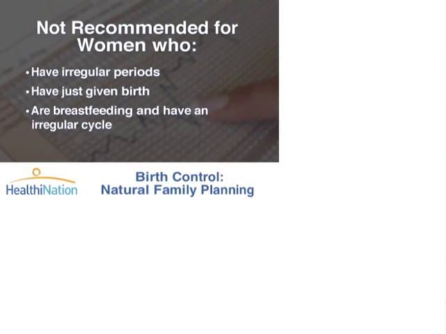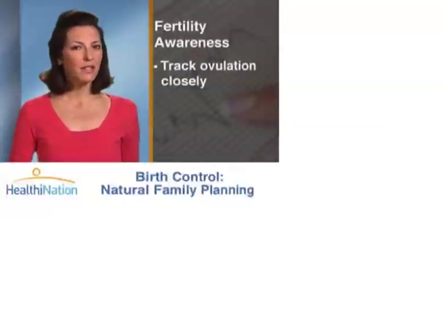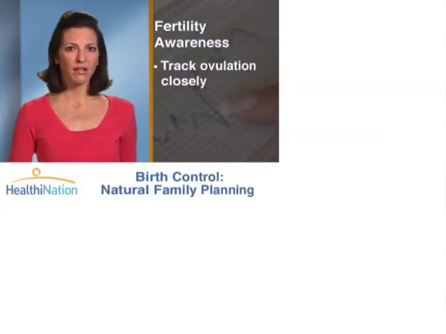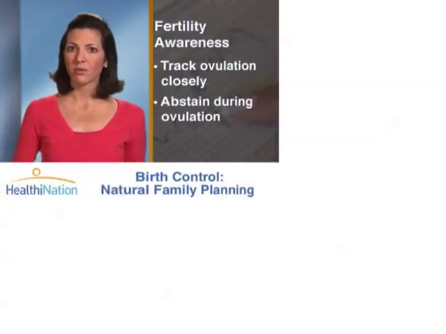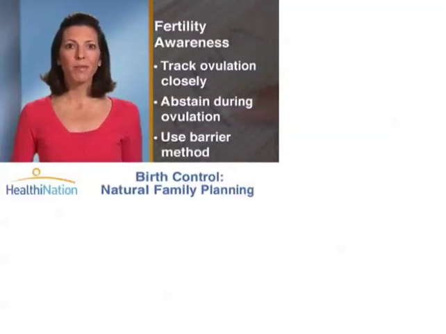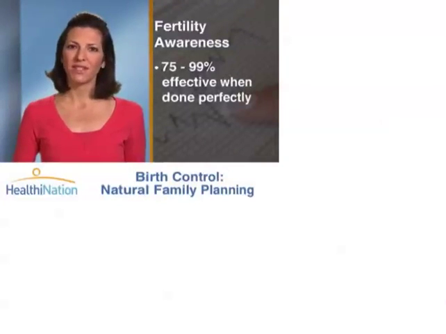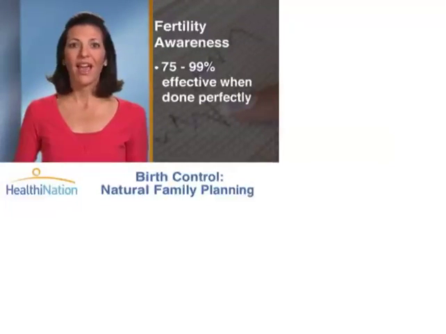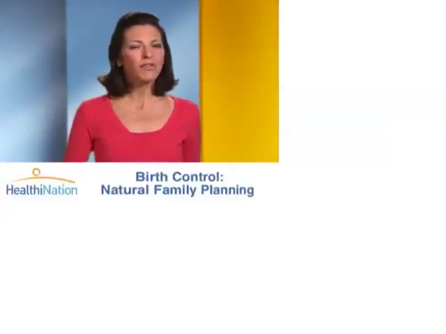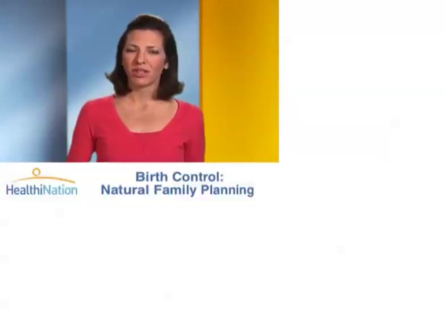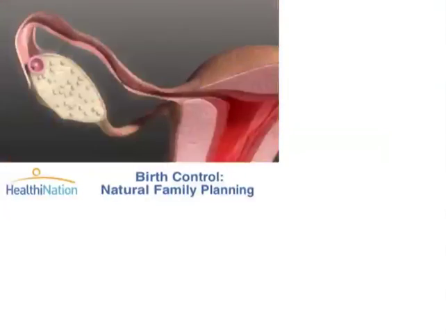The idea is to closely track a woman's menstrual cycle and to either avoid having sex when she is most fertile or to use a barrier contraceptive like a condom or diaphragm during this time. This method is 75 to 99% effective in preventing pregnancy when done perfectly. And that's the trick. In order for this to work, you need to be vigilant about tracking the menstrual cycle. Let's look at how this works.